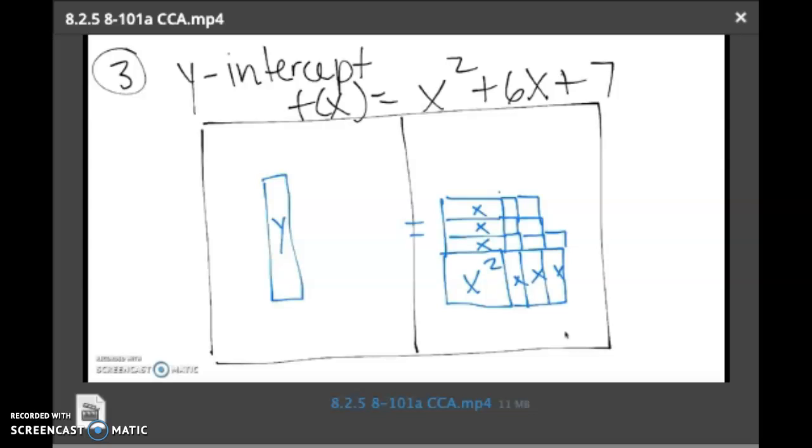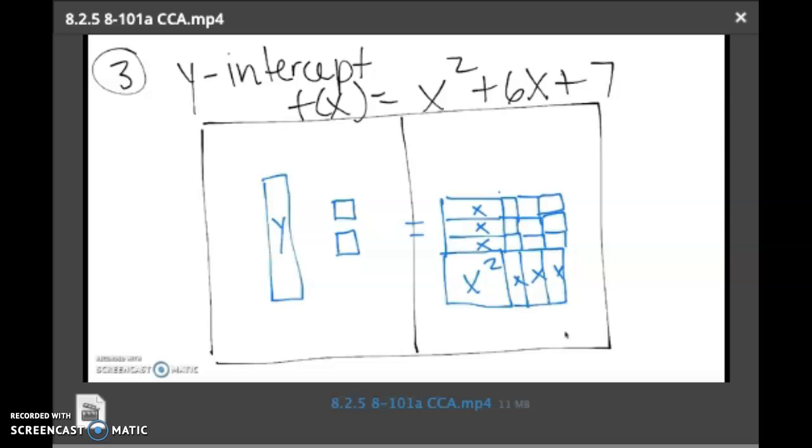So to finish off this square, I notice that I'm missing 2 tiles to make this a complete square. So I'm going to draw those 2 tiles in. I'm going to add 2 tiles to this side to make this a complete square. And if I do that on the right, I also have to do it on the left to keep this equation balanced. So to make that a complete square, we've now added 2 to both sides.